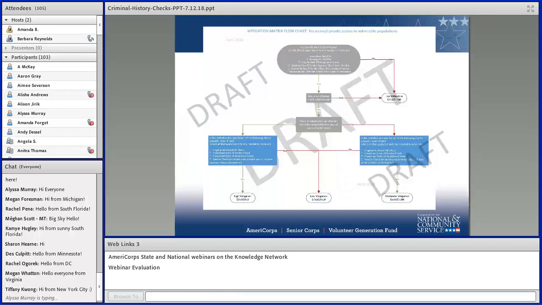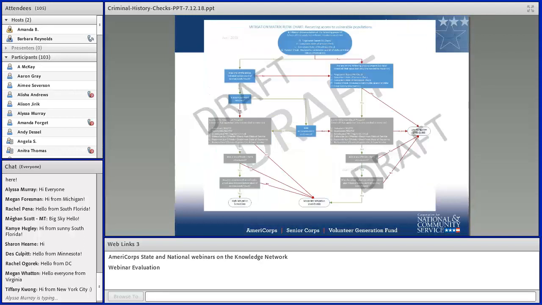Okay, we've got some examples in the next few slides that will help highlight the use and how you understand the mitigation matrix. We're going to go on next to the mitigation flowchart when you do have recurring access to vulnerable populations. I'm going to again expand the screen so this is all we see. So similar concept, some of the questions are in different order. We're going to start off with initiation documentation of one of the following. If you select any of the following, you can go to the next.